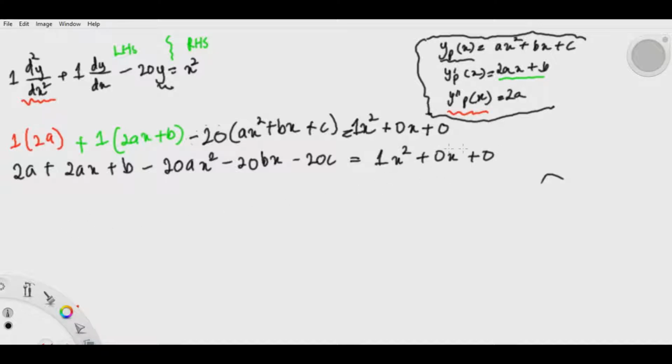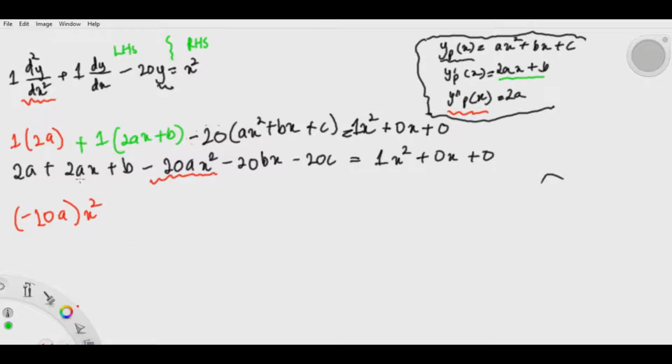You don't have to write this part, this 0x plus 0, but I'm just writing it so you can see what's happening here. Now what we're going to do is start to factorize things. I'll do this in different colors. There's only one term, and this is a pattern. When you get to this point, there will only be one term with x squared, and for me, it's minus 20a, close the bracket, x squared.